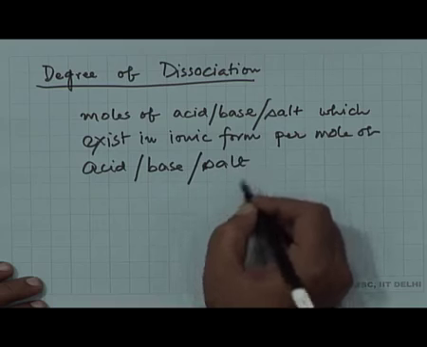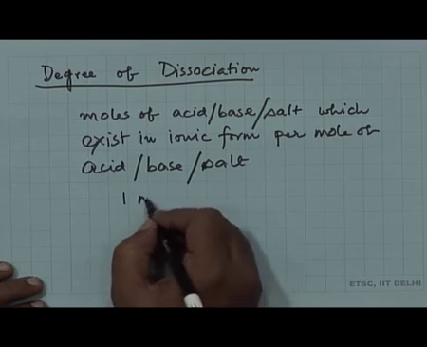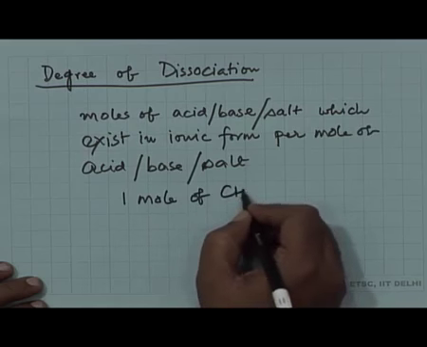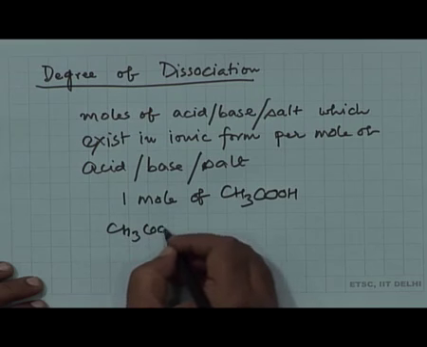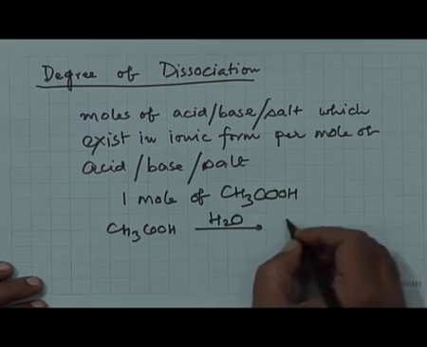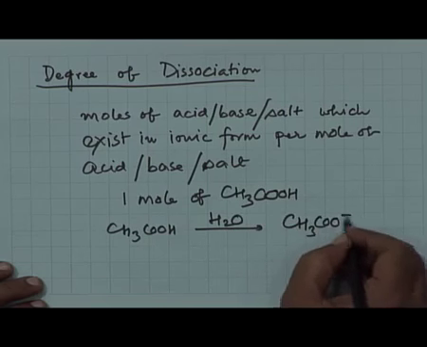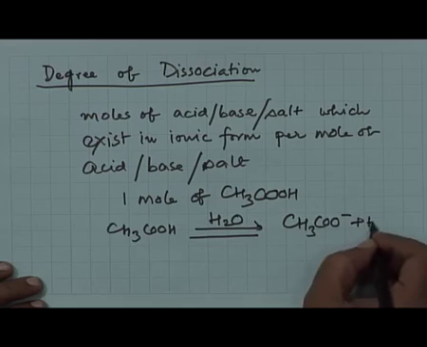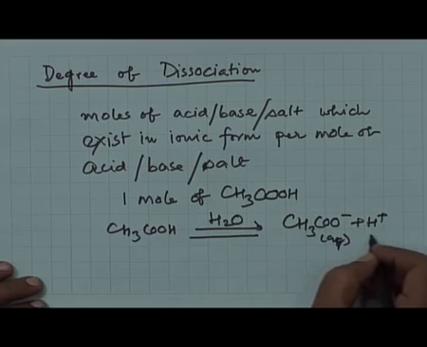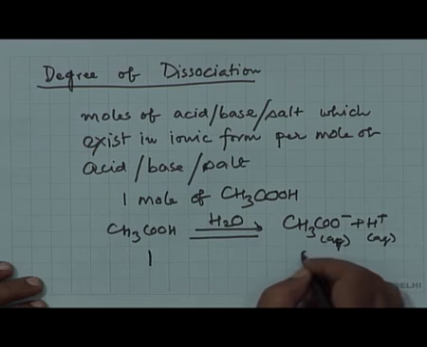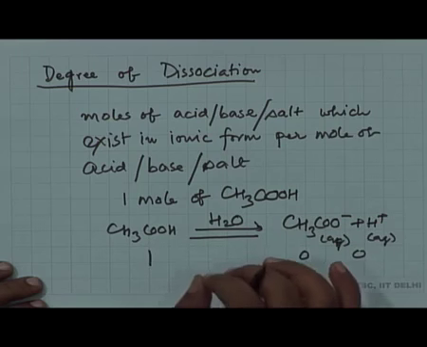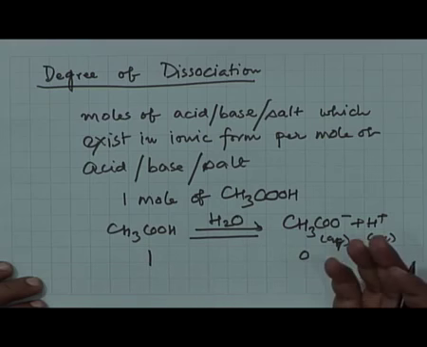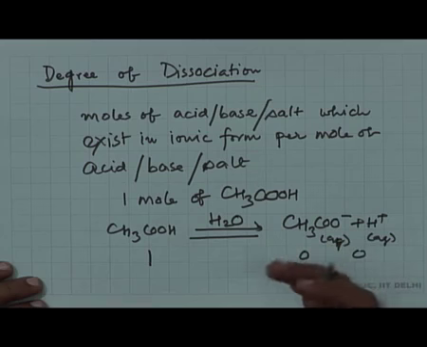Base or salt. For example, suppose I take 1 mole of acetic acid and put it in water. It will give you CH3COO minus plus H plus aqueous. So, I started with 1, 0, 0, and some of the moles will go into aqueous form. The amount in moles which goes into ionic form is called your degree of dissociation.